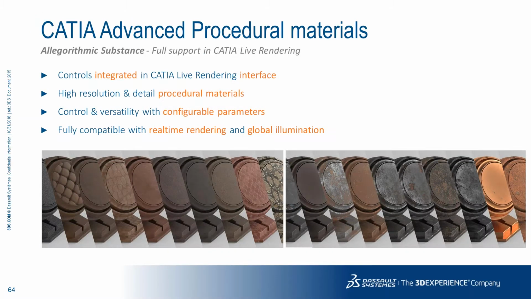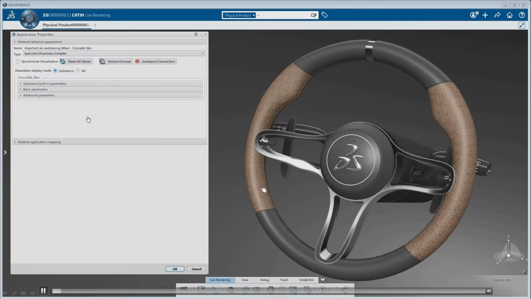And achieving this great visual quality can only be reached with great materials, which is why we now fully support algorithmic substance materials. Algorithmic is one of those market leaders in procedural materials, and these are materials based on mathematical algorithms. So let's take a look at these material properties.